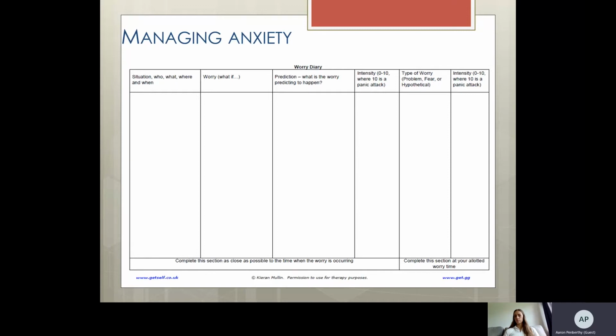And then we have the type of worry. So we want to start to get accustomed to this idea of is this worry problem focused? So is it something that is solvable, or is it hypothetical? And so what we mean by this, when we're thinking about is it problem solvable, in other words, it's practical, we're thinking about is there something we can do to resolve this anxious worry?